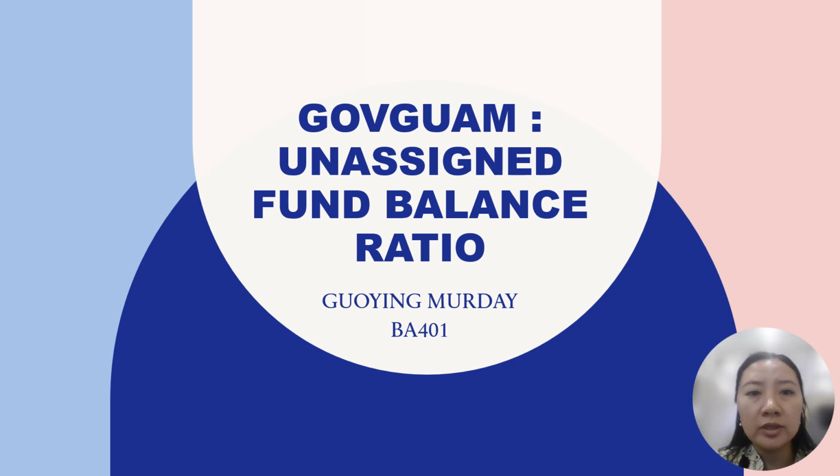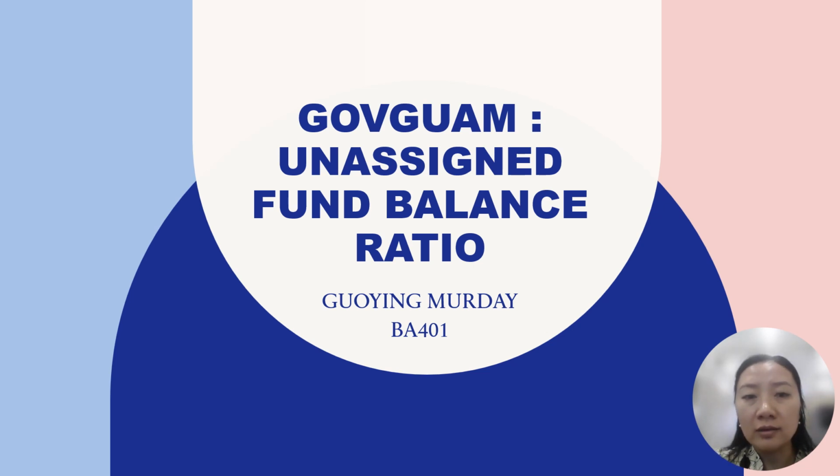Today, my presentation is on the unassigned fund balance ratio. Our textbook defines the unassigned fund balance as the amount remaining in the general fund balance after classifying amounts as nonspendable, restricted, committed, or assigned. Unassigned amounts are technically available for any purpose. So the unassigned fund balance is how much money has not been assigned.